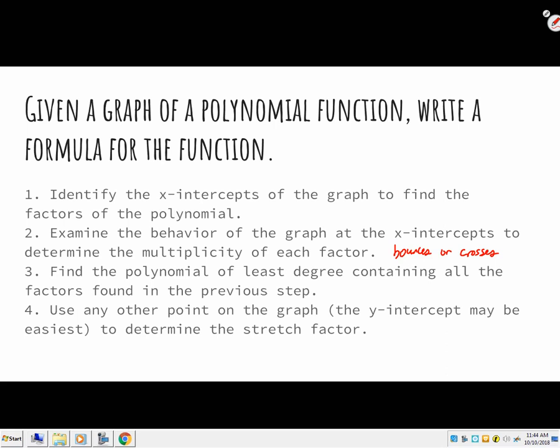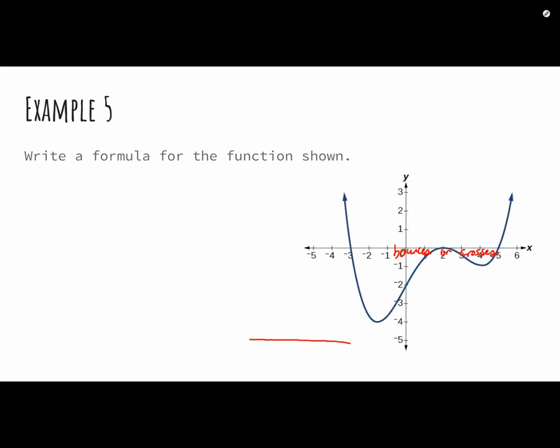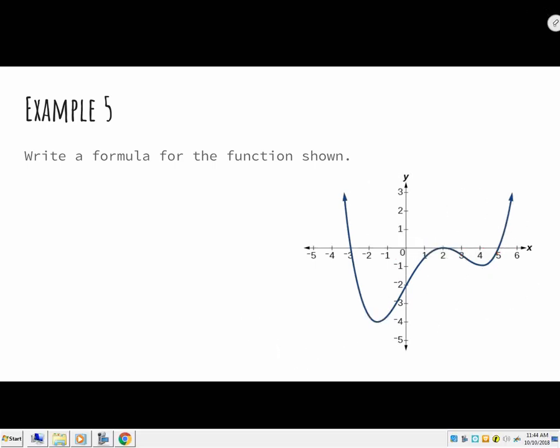So I'm not interested in foiling out anything to get a long polynomial. Rather, just leave everything in this nice factored form. But we do need to check and see if there's a stretch factor, just as we have done in the past week when we were working with these. So they give me a graph. This is a very similar question to what we had on the quiz earlier, except instead of me listing the zeros, you get to go find them.